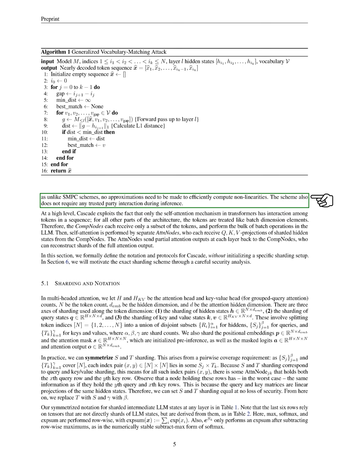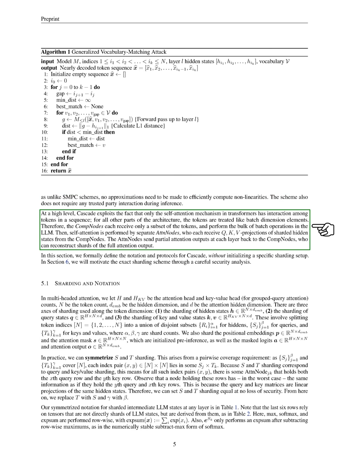Unlike secure multi-party computation methods, we do not need to make approximations for nonlinear calculations, and there is no need for trusted party interactions during inference. Cascade takes advantage of the self-attention mechanism in transformers, where only this part interacts among tokens in a sequence. Other components treat tokens as independent elements.